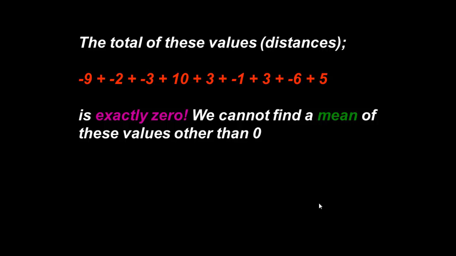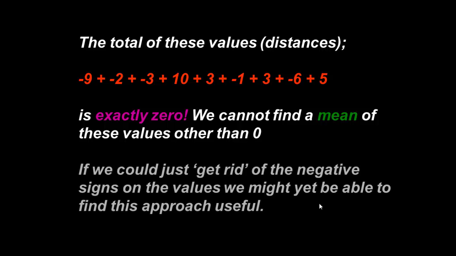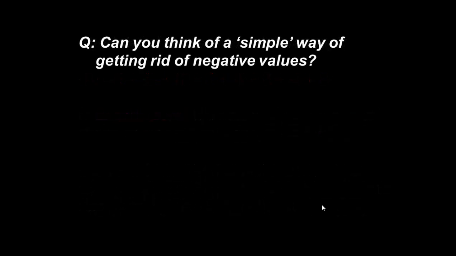So what do? Well, we could just ignore the negatives and say, okay, I'll just treat them all as positive. But that seems a rather ad hoc method. We need to find a method of getting rid of negative values. And can you think of one? Think back to school days. What operation did you do back in school with negative values that ended up giving a positive?